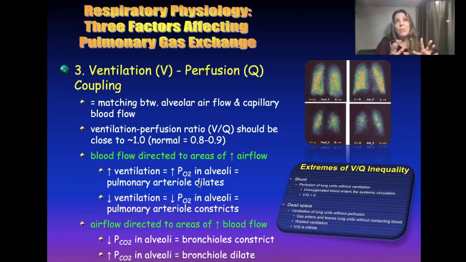arterioles. So one way to look at it is if there's a lot of oxygen in that alveolus, the blood goes, oh boy, we better meet it there so that we can pull some of that oxygen out of the alveoli and get it to the tissues where it needs to go.